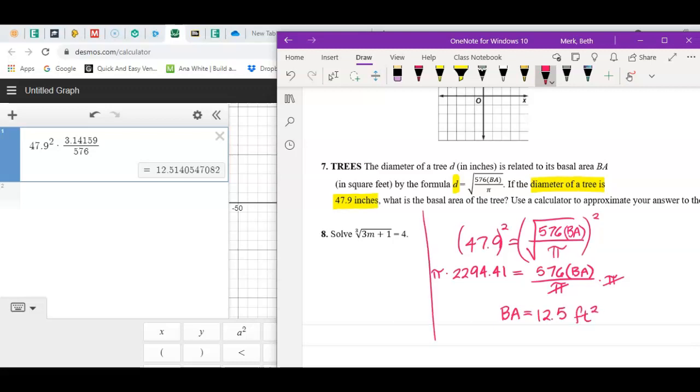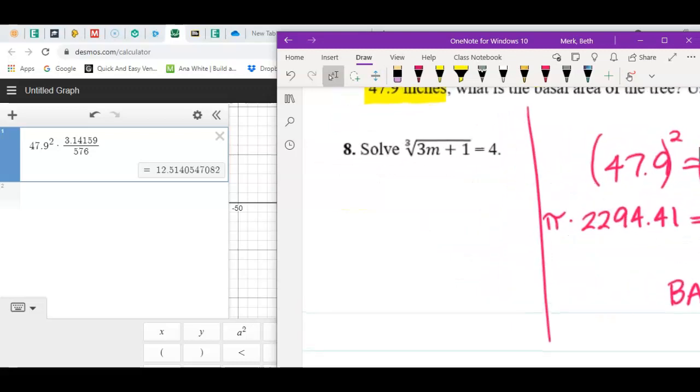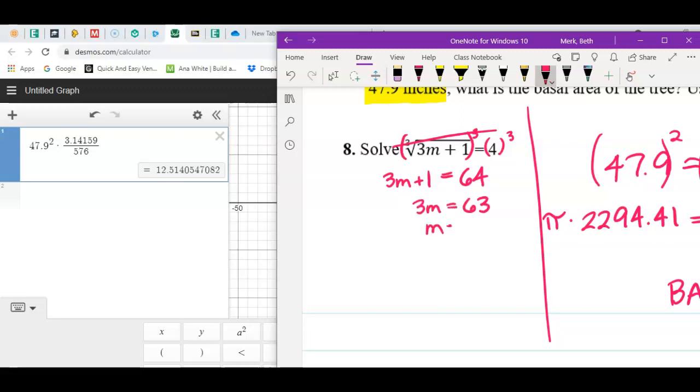All right, looking at number 8, we need to solve this. To eliminate a cube root, we must cube both sides of the equation, which gives us 3m plus 1 equal to 64. That's 4 cubed. Take away 1 on both sides and divide by 3. M equals 21. Plugging that back into our equation, we would get the correct answer.